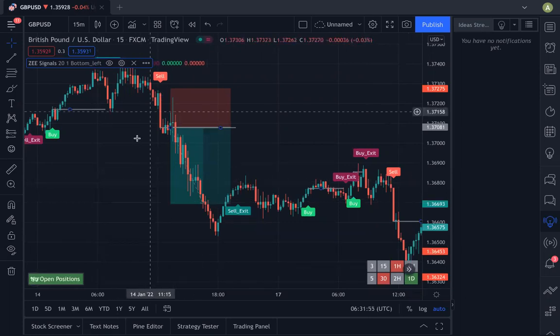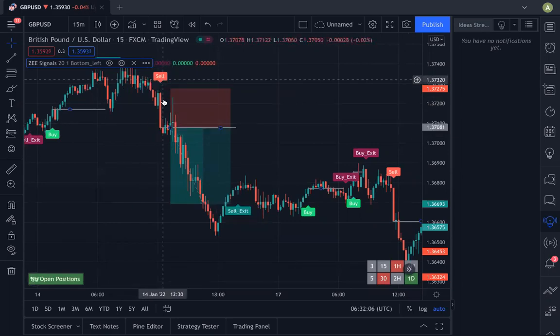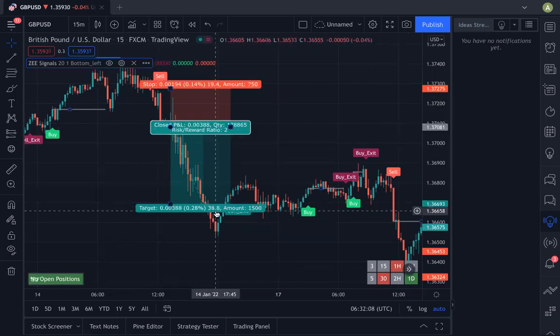As you can see from the chart already, we have sell and buy signals. This is basically how the indicator works. It shows us where to enter and where to exit the trade. Here we entered a sell and it was exited here. You can see how much we would have made. This is about 1 to 2 risk reward, because our risk here and what we stand to gain here is two times more.